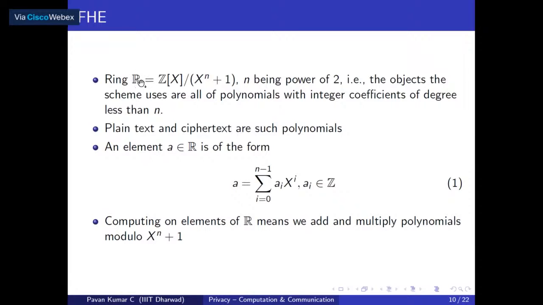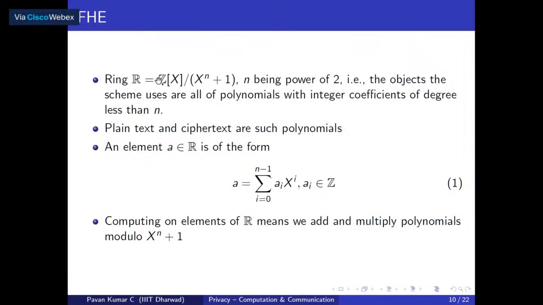So this ring is constructed such that it will contain elements from the integers. This usage is correct because we are representing the integers here. The ring is constructed over the integers such that the highest power of the elements in this ring will be lesser than x power n plus 1, and this n is a power of 2. The objects in this scheme are all polynomials with integer coefficients of degree less than n.